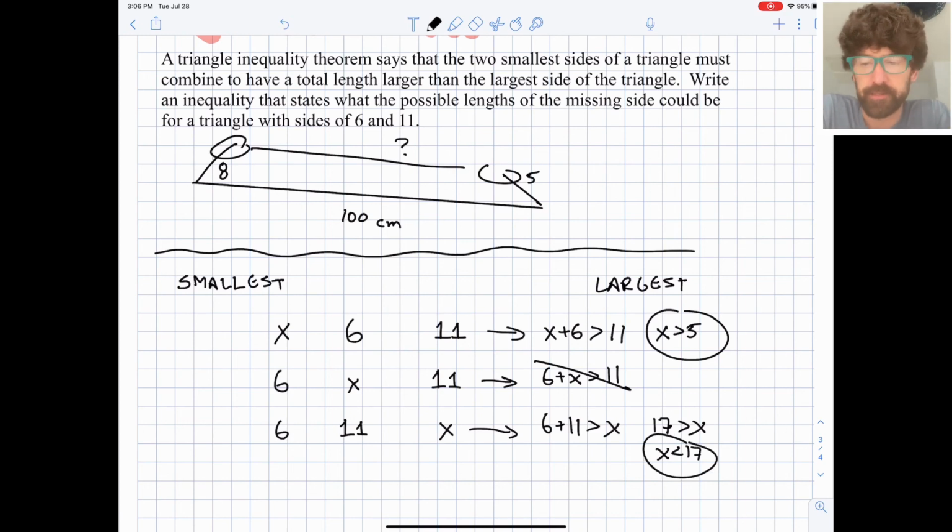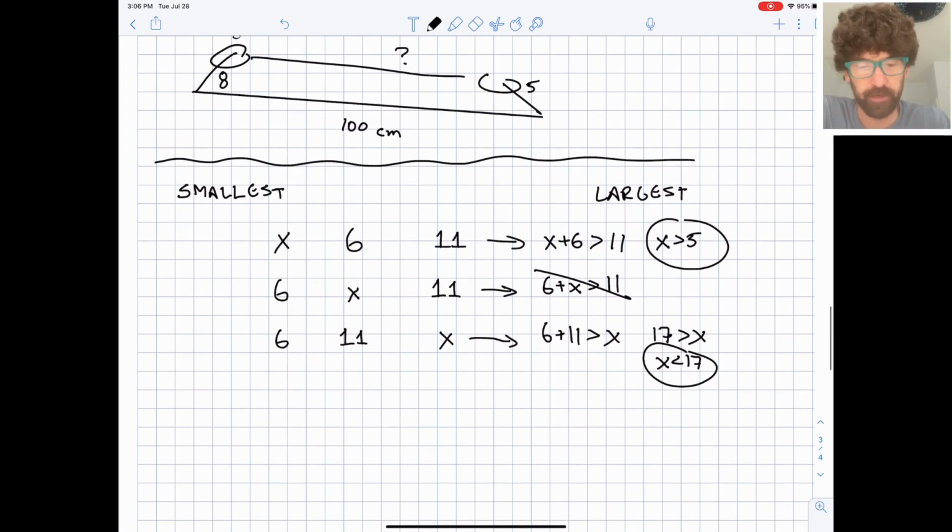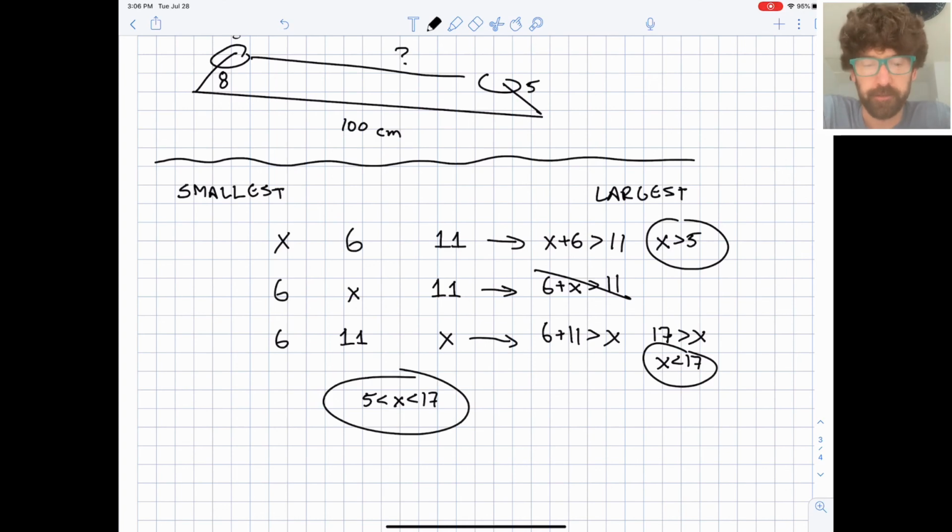Okay, so what that says is x has to be larger than 5, and also additionally x has to be smaller than 17. And we can write that as a compound inequality, like so. And that would be our final answer right there. If you have side lengths that fall outside of the range of 5 to 17, even if they're 5 or 17 exactly, you would not be able to make a triangle. All right, that's a good place to stop right there.